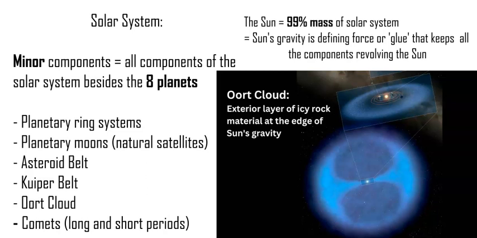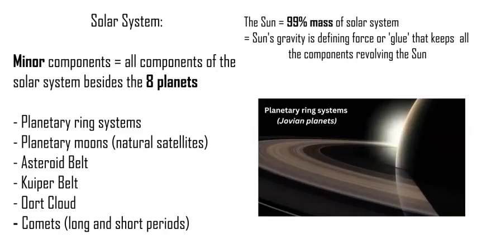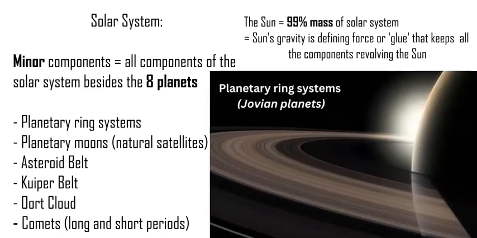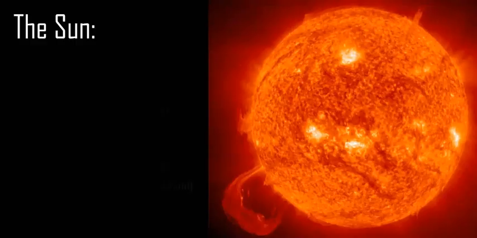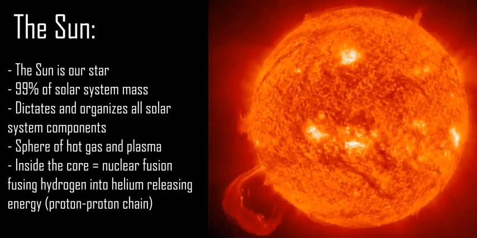So the other components of the solar system would be the ring systems, the dwarf planets like Ceres and Pluto, and other components like comets as well, long and short period comets that are going to orbit around our star. The sun, or our star, is an amazing component of our solar system. It wouldn't be a system without the sun.